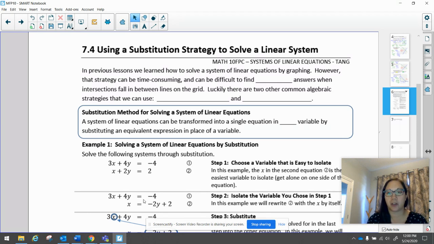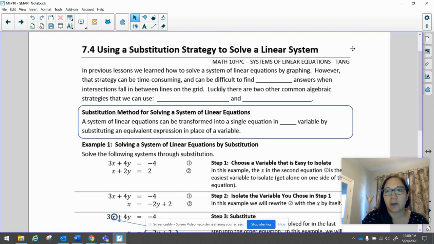This one's called substitution. The next lesson will be on the second method, which is called elimination. Both methods are going to be used in future math classes as well. So if you have any questions about anything, please make sure that you ask, especially as you're working through your assignments.